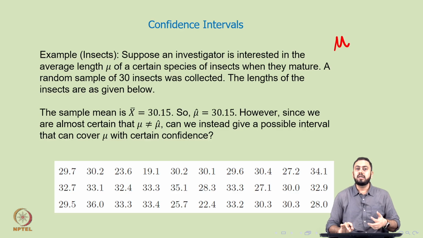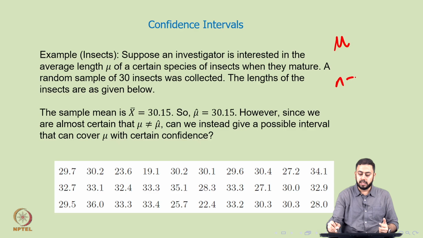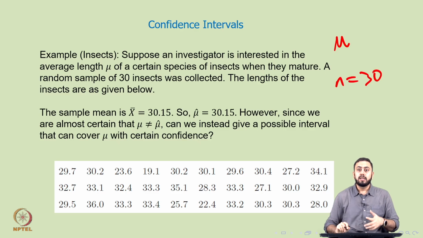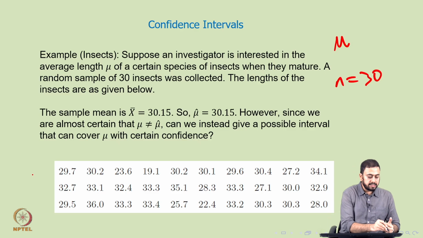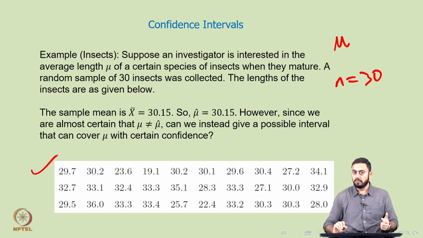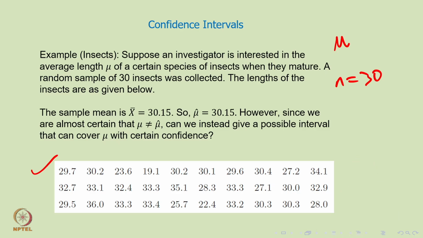Then a random sample of 30 insects was collected, so n becomes 30 here. The lengths of the insects are as given below. These are the individual lengths of each and every insect collected. Immediately I can find certain summary values. If you feed this data into Excel or some software, I can calculate these numbers immediately. So x bar is 30.15, the sample mean of this entire data. A point estimator of mu we can take very well to be 30.15, so my mu hat becomes a point estimator which is 30.15.